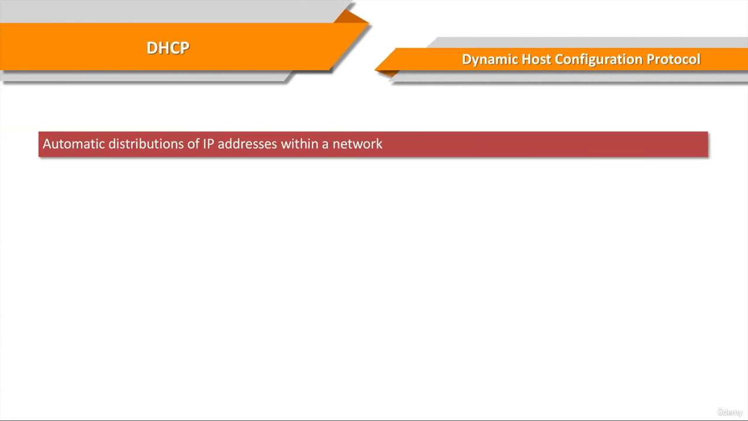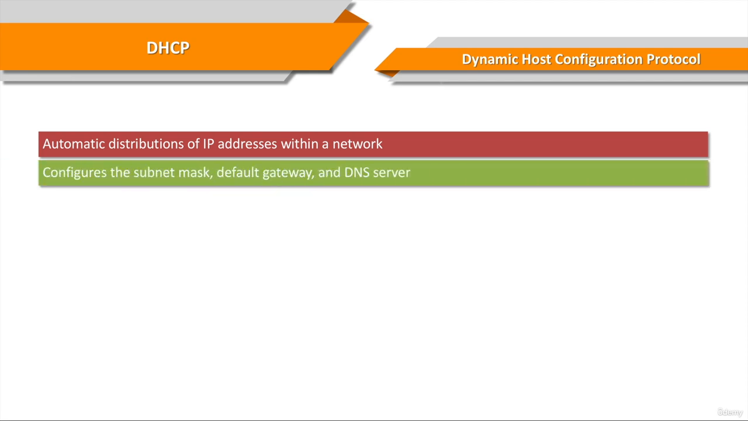Dynamic Host Configuration Protocol, DHCP. Now, it's a protocol used to provide automatic and central management for the distribution of IP addresses within a network. It's also used to configure the proper subnet mask, default gateway, and DNS server information on the device.